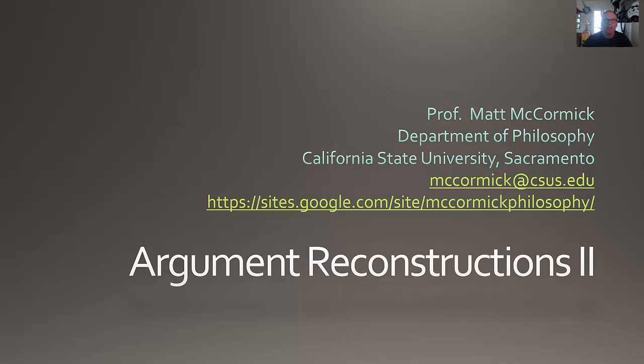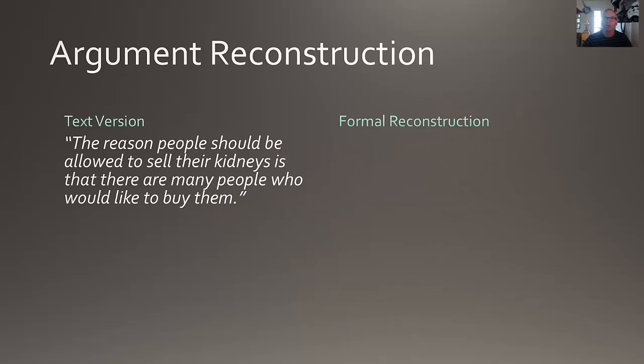This is the second of two lectures about how to reconstruct arguments for my critical thinking class. So let's get started on that discussion. There's several new things we need to work on, and I want to illustrate how to move from a piece of text, an argument that's laid out in text, and put it into the formal reconstruction pattern and template the way we've been doing things.